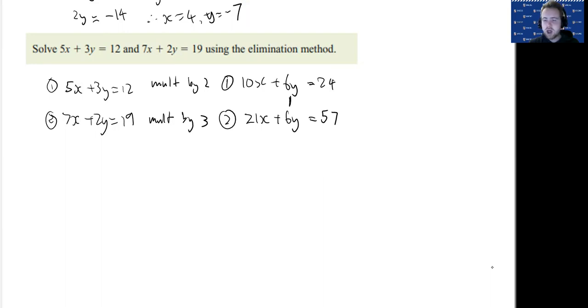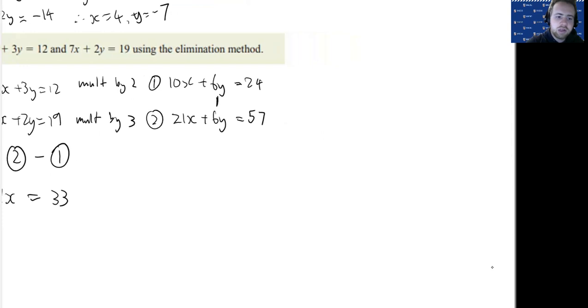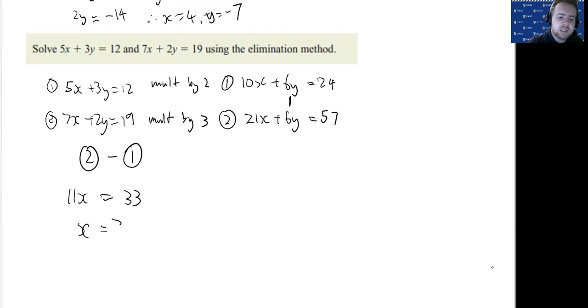Now, what I'm going to do is subtract one of these equations from the other, so those 6y's will cancel. And because I've got 21x and 10x, I'm actually going to subtract equation 1 from equation 2. So I'm going to write equation 2 minus equation 1. So it's going to be 21x minus 10x, which is going to be 11x, okay? And then 6y minus 6y cancel each other out, so I don't need to write that. And then 57 minus 24 is going to give me 33, okay? And then I can simply divide by 11 and I get x equals 3.